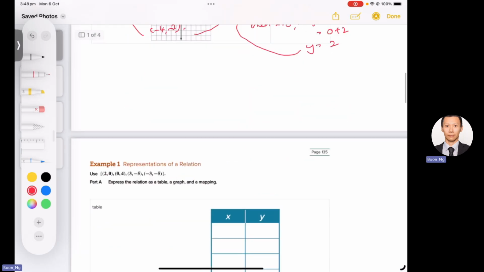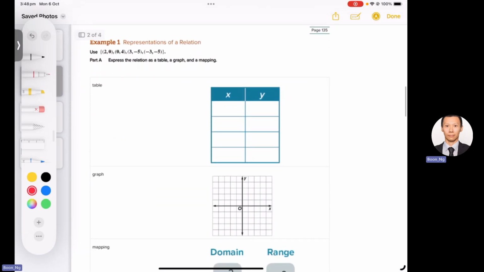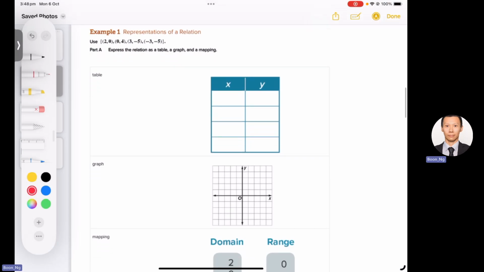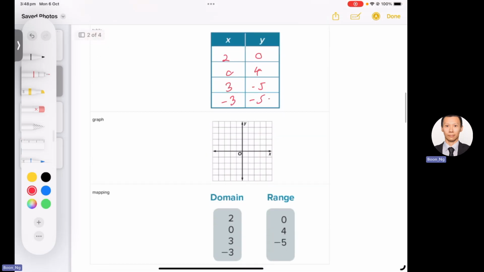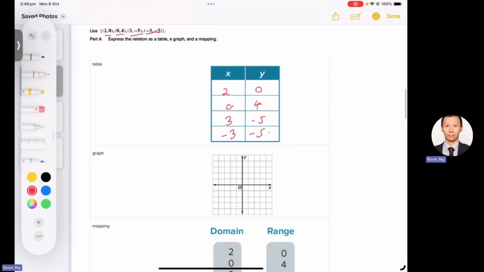Now, the next one. We have four coordinates: 2, 0, and then 0, 4, 3, negative 5, negative 3, negative 5. And of course, we can convert these coordinates to a graph.